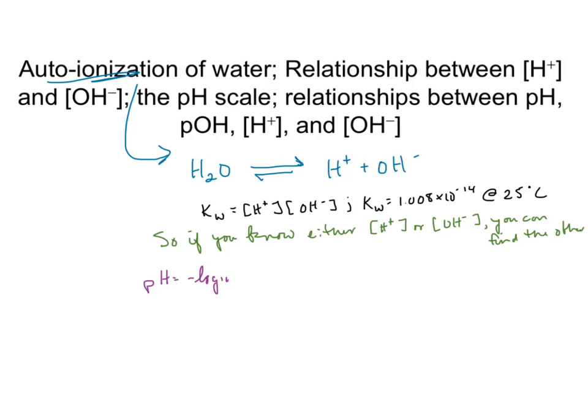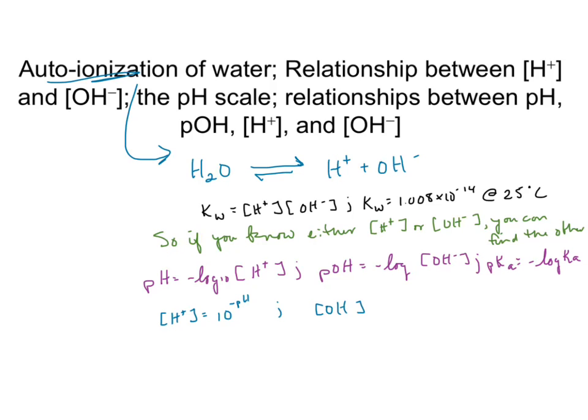Then kind of along this timeline in this unit, we talked about pHs, or the P function. pH is the negative log of the hydrogen ion. pOH is the negative log of the hydroxide ion. pKa is the negative log of the Ka. Then we talked about if you have the pH and you want the hydrogen ion concentration, you take 10 raised to the negative pH. If you want the hydroxide, you take 10 raised to the negative pOH. If you want the Ka, you take 10 raised to the negative pKa.